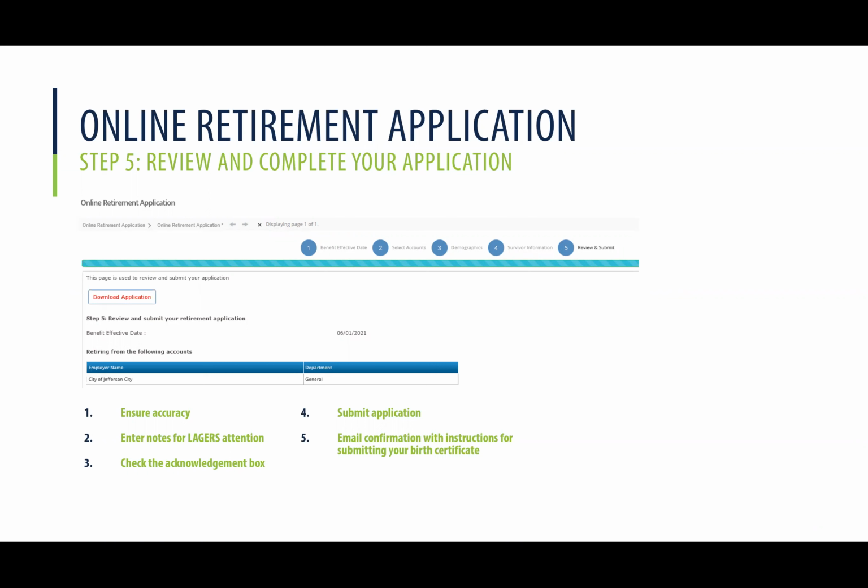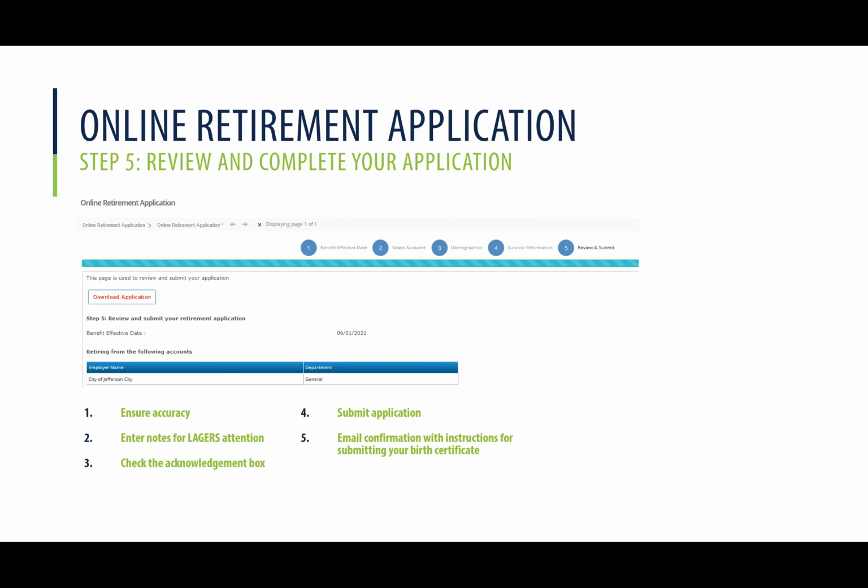And when it comes through to us, we will see that. On step 3, you're going to need to click just an acknowledgement box, and then there will be a button that says submit application. And then after you submit it, you are going to get an email that confirms that we got it. And it will also give you instructions on submitting your birth certificate. So good information to know there too.